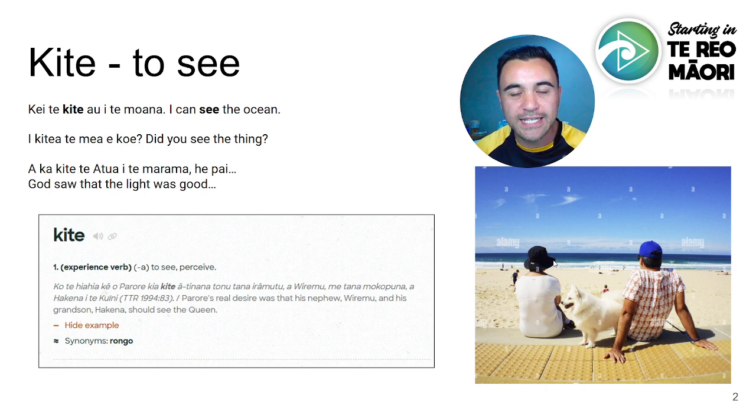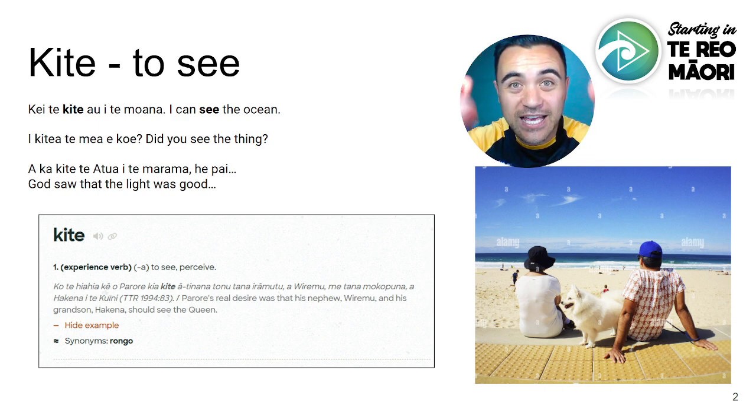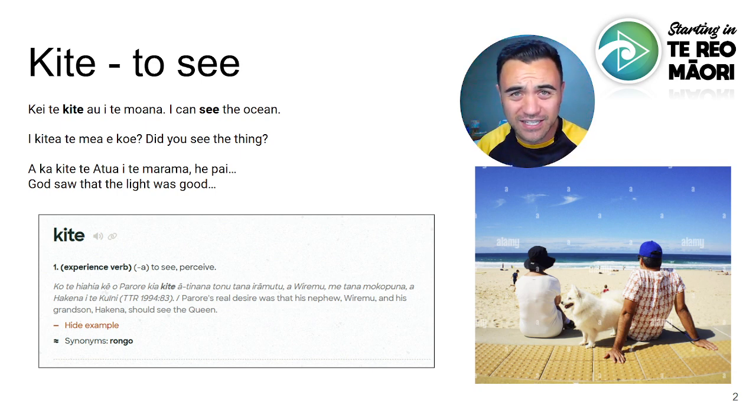So the first one is kite. Kite, pronounced kite. I like to explain it as a really generic word to see. So if you see something, if you can see the tree, if you can see the dog, if you can see the beach, if you can see me, like I can't see you, but you can see me, that's a scenario where you can use the word kite.